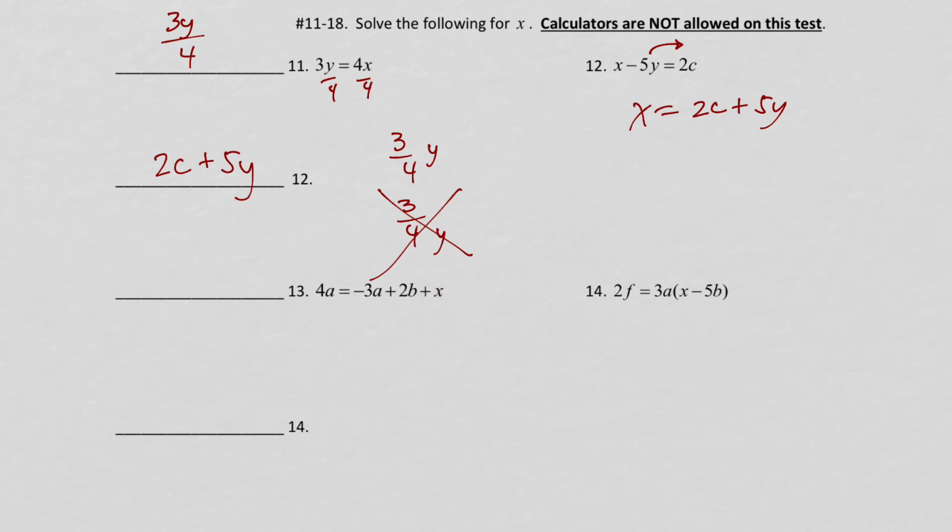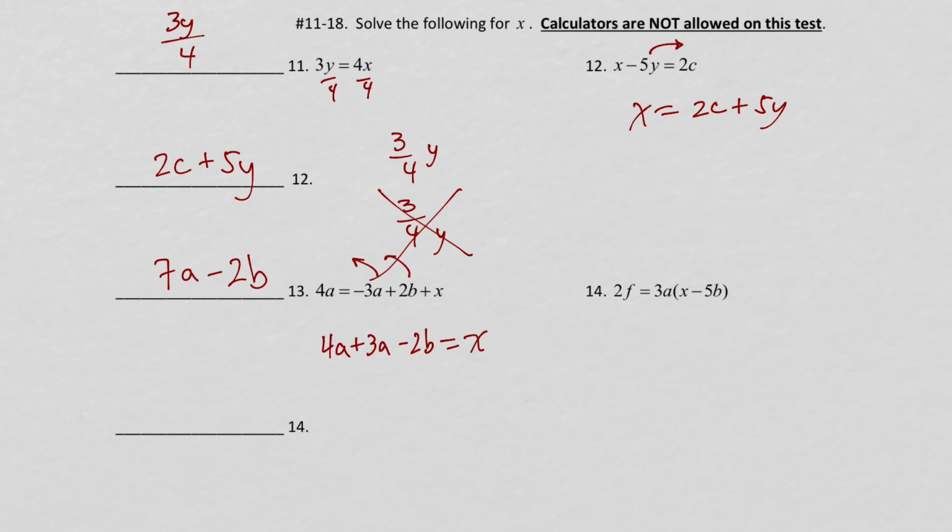Isolate this term, so I'm going to move this and this. And remember, when you move a term across the equals, it flips sign. So x is equal to the 4a. I'm going to have a plus 3a and a minus 2b. But these are like terms, and they combine and give us 7a. So x is 7a minus 2b.